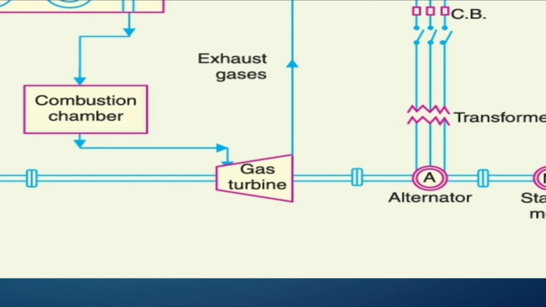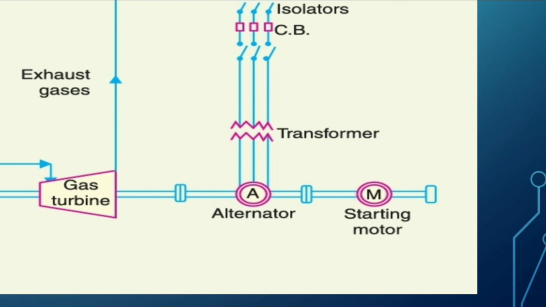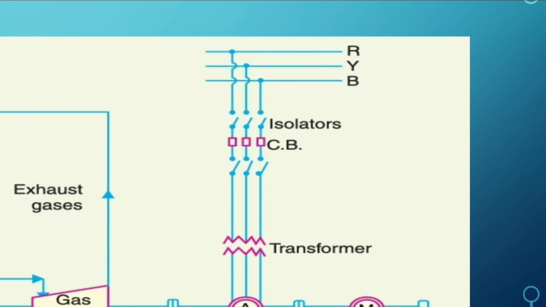In a gas turbine, the heat energy is utilized and is converted into mechanical energy. The mechanical energy from the gas turbine is fed to the alternator. The alternator will convert the mechanical energy produced by the gas turbine into electrical energy. After the electrical energy is produced, it is fed to the consumers through some necessary arrangements, say transformer, circuit breaker, and isolators.